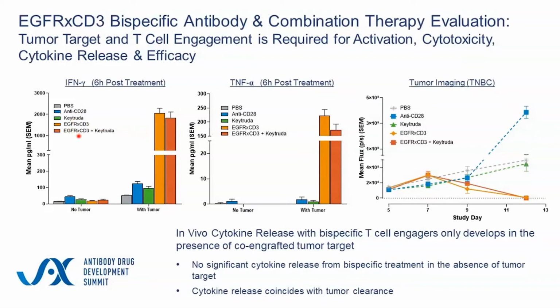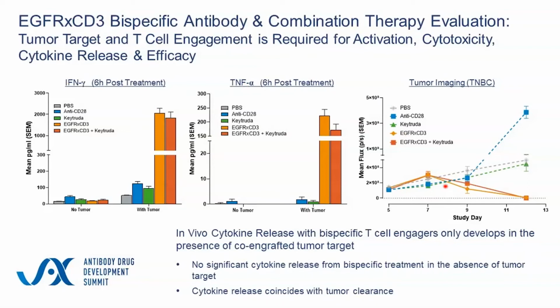What's interesting here is there was a control set of animals where there was no tumor injected, and there was no cytokine-mediated release. It was only in the presence of the bispecific alone or the bispecific plus Keytruda that we had strong interferon gamma and TNF-alpha release 6 hours post-treatment. So in the presence of tumor, you've got the interaction of the T cell, and you've got T cell killing, and you've got this cytokine release response, and you have clearance of the tumor.